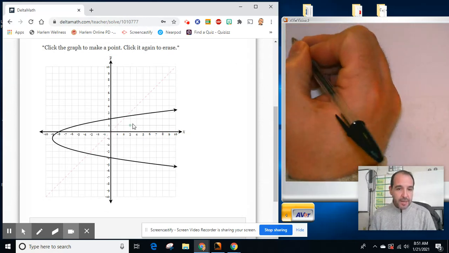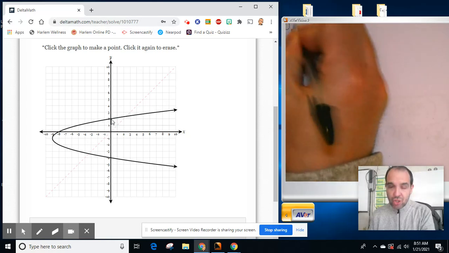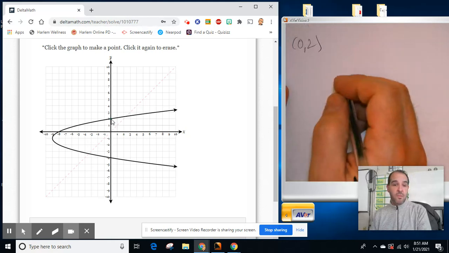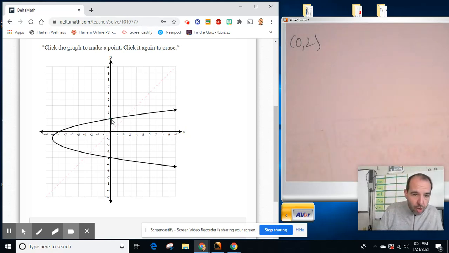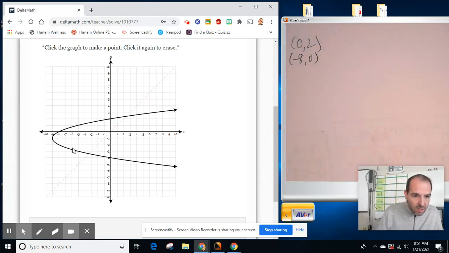So you start looking, and you're like, okay, where are some points that I can see that are on here? I can see 0, 2, and they can be random. They don't have to be in any particular order. But if you see spots, -8, 0. And again, what am I looking for? I'm looking for spots that are going through the crosshairs. So let's see here.